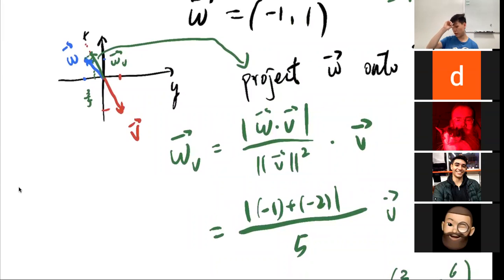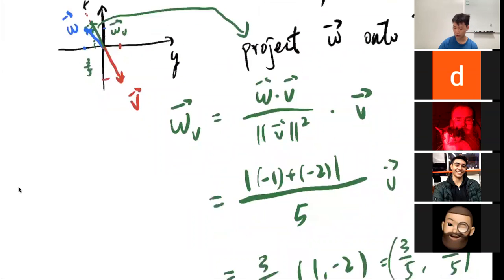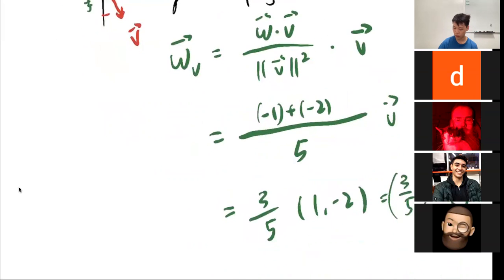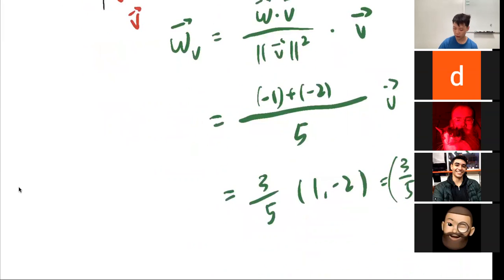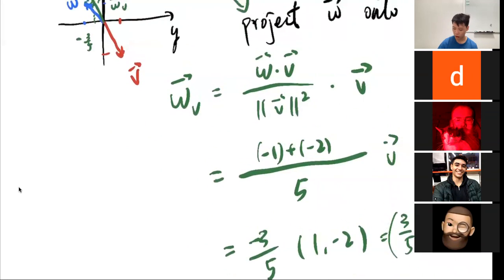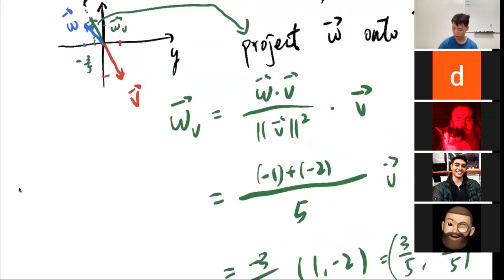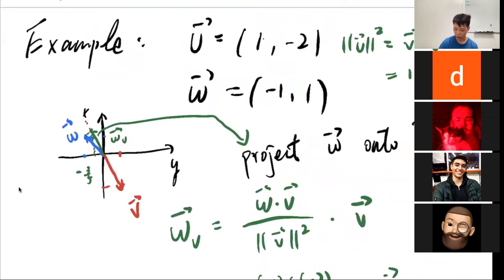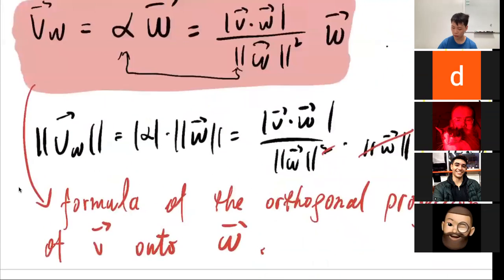Oh, I think you get rid of the absolute value sign, sorry. It's -3 over 5, and then -6 over 5. All right.